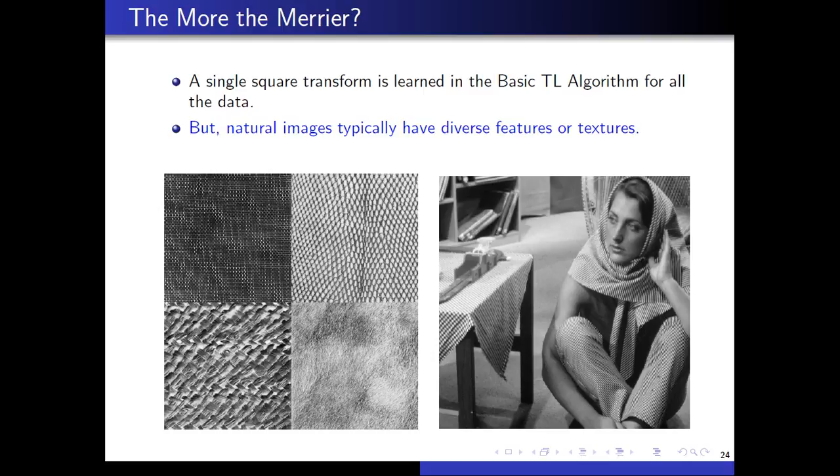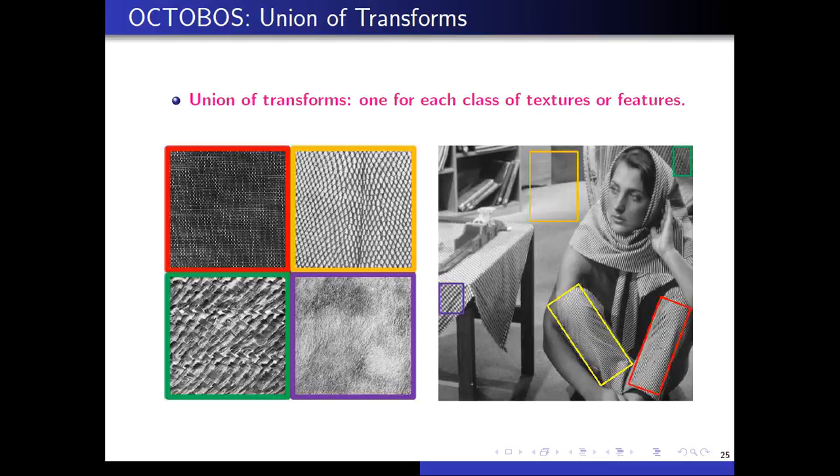Okay. So one variation looks into the following problem. Look at this picture of Barbara, and you'll see there are various textures. And what we have been doing, we've been extracting patches from this and learning a single transform to sparsify all the patches. Why would you expect that one transform can sparsify all these different patches which have different properties? Or this example where you have very different textures. It makes sense that if you could learn different transforms for different regions, you do better. Okay, so that's the idea of learning a union of transforms.